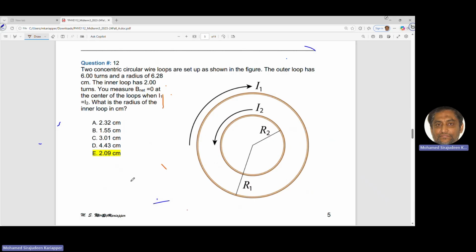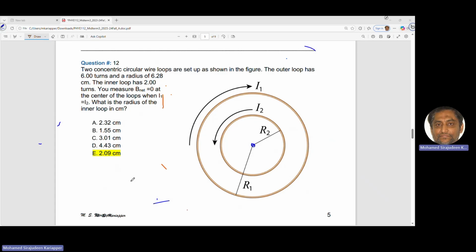So we have two circular wires, and there is a current I1 in the big circle and current I2 in the small circle. The question is about the magnetic field at the center of the circle. It's telling us the magnetic field is 0. How come it is 0? Because the magnetic field from one wire cancels the magnetic field from the other wire.